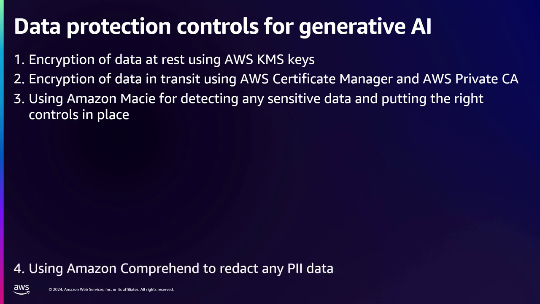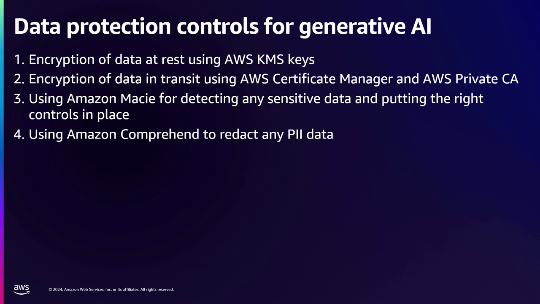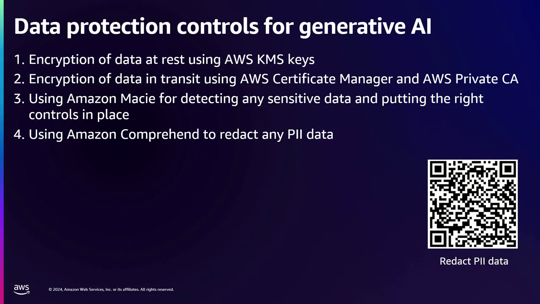But we have a service that could totally take this all away from you, Amazon Comprehend. With Amazon Comprehend, you could totally redact any PII data you have on your knowledge base. Now, I have a QR code here. You can use your camera on that. This QR code would take you to a blog written by some of our architects that talks about how to use Amazon Comprehend to redact PII data.